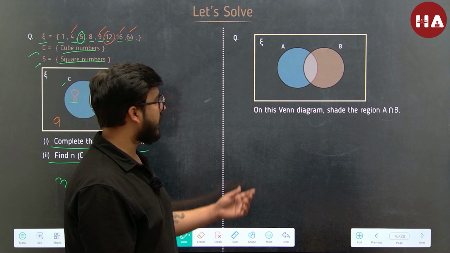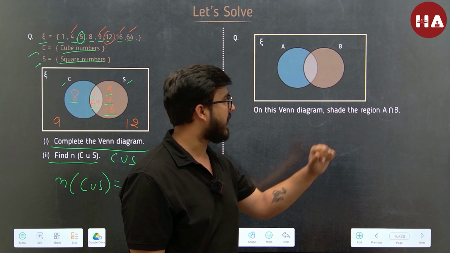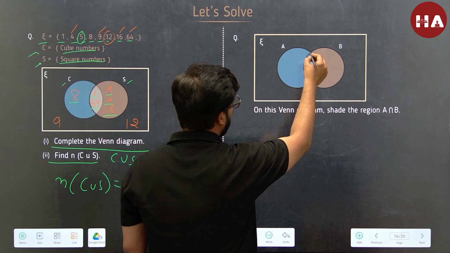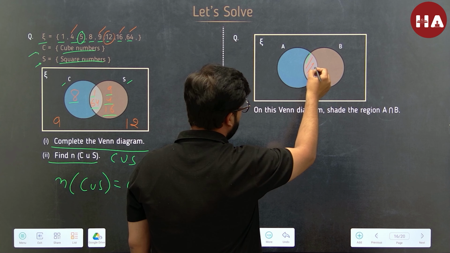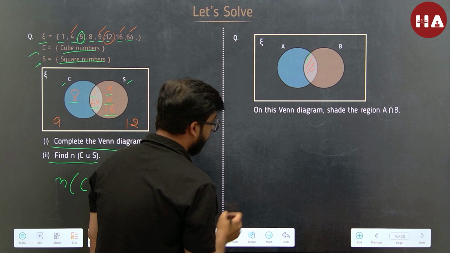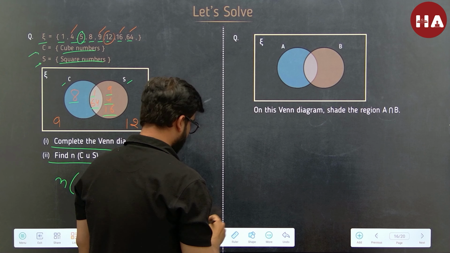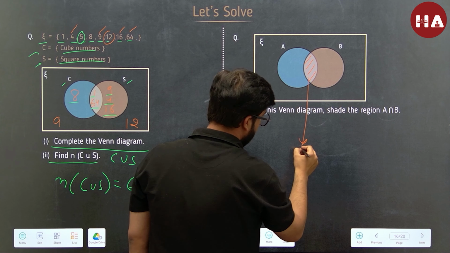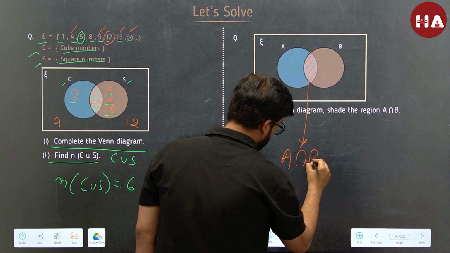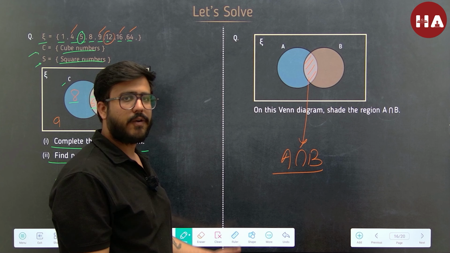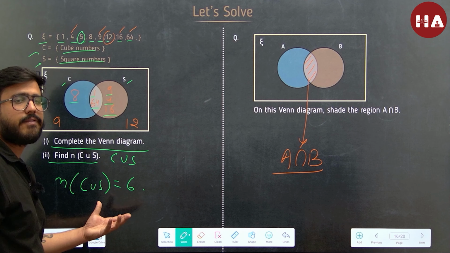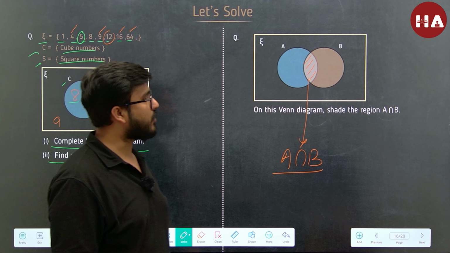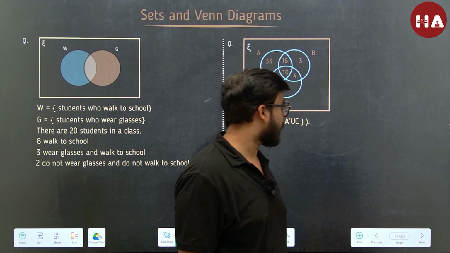Now moving forward, on this Venn diagram you have to shade the region of A intersection B. So what is A intersection B? The common area. So this will be the common area. You can shade it directly. This will be the common area and this will be called A intersection B. Okay, I hope you have got the concept. You can note it down and then we'll proceed. Okay students, I hope you got the concept and the question.